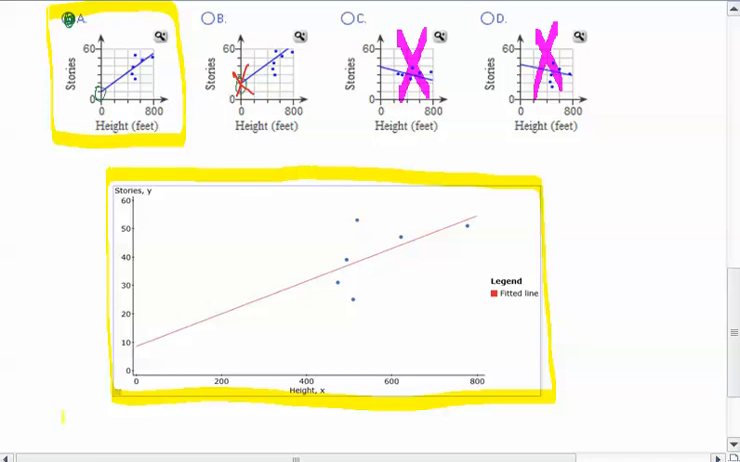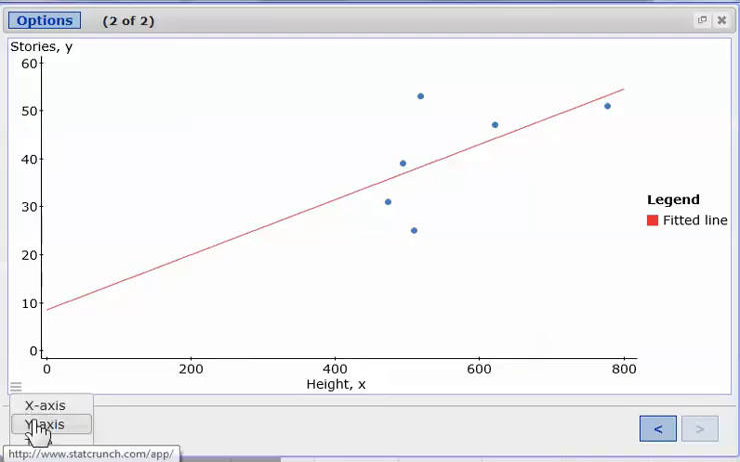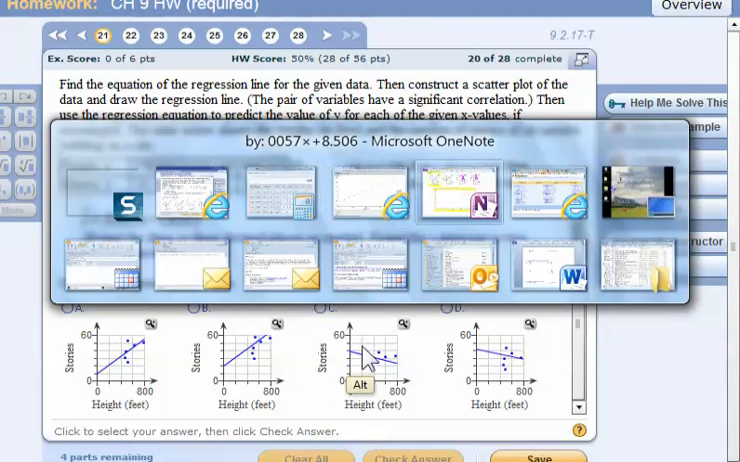So what did we learn? Little strategy. When you get this result from StatCrunch, modify it a little bit. It's worth the time if you want to make it look really nice.